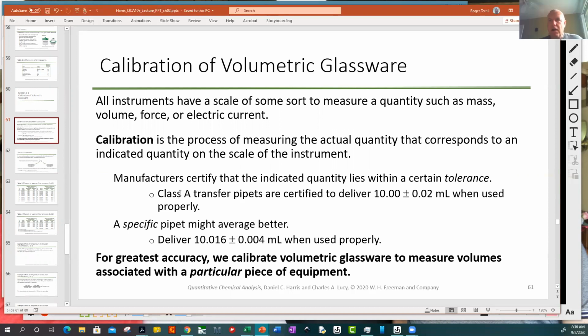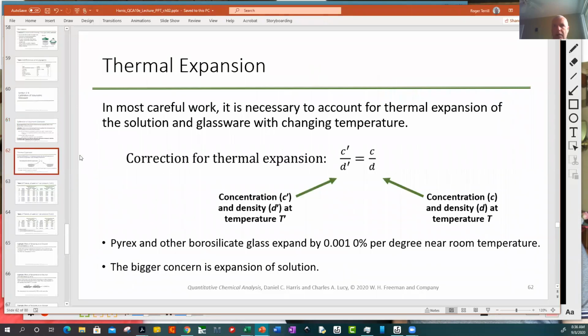And so here, this class A transfer pipette, so that's a normal class A, right? And they're certified to deliver 10 plus or minus 0.02, right? And if you calibrate it, you might find that the average volume that transfers is 10.06. Right? And then if you're good, technique-wise, you might get 0.004 mL, right? This is awfully good, but oh well. 4 milligrams in 10 mL. This is really high precision, right? But you want to calibrate it, right?